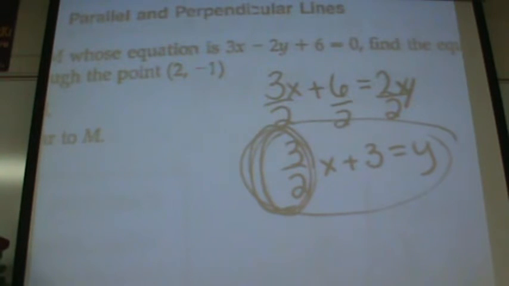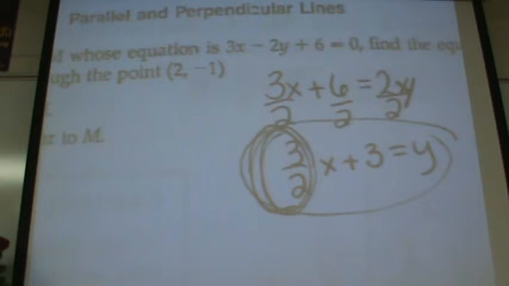Okay, so now, let's go back and read the question. They want an equation of a line that's parallel to that line, and it passes through (2, -1). Does it say what form to write it in? Does it say, I want it in this form? If they don't ask you for a particular form, take the easiest route.